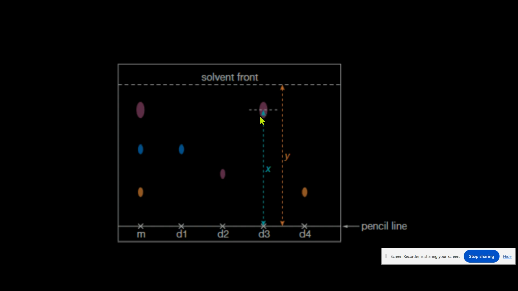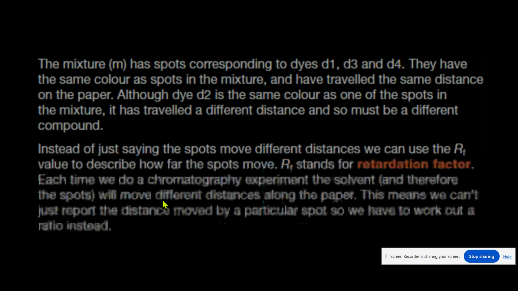Although they're the same color, the difference in the distance traveled and the fact that it doesn't exist here shows that D2 does not exist here. I already explained this, I'm just double explaining it.